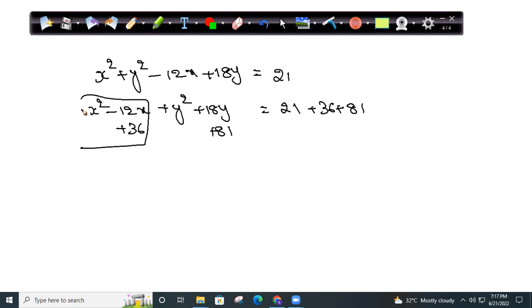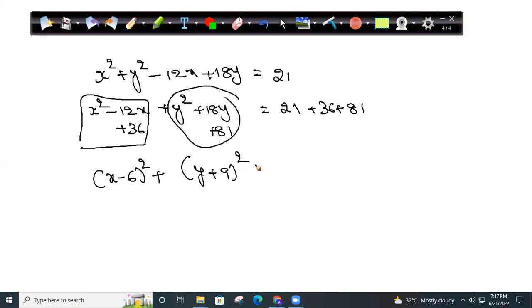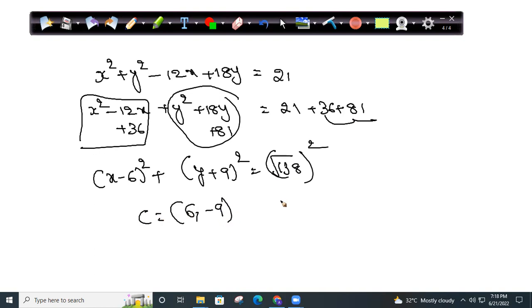Now this is (x minus 6) whole square plus (y plus 9) whole square equal to 117 plus 21, which is 138. So root 138 whole square. So the center is (6, minus 9) and the radius is square root of 138.